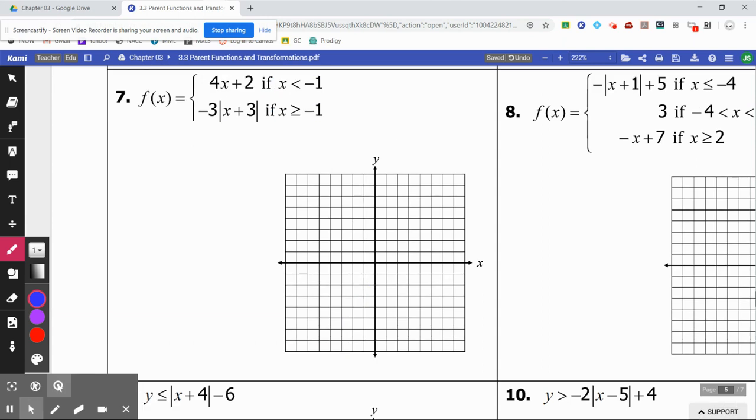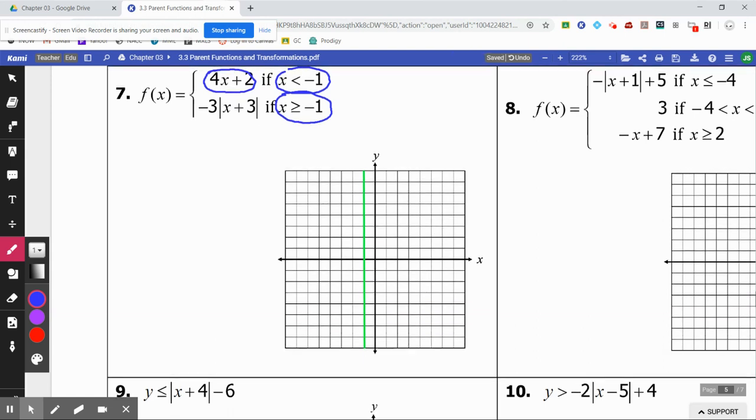Okay, on number 7, we have a piecewise function. We have our division of -1. The first part of the graph, we're graphing on the left side of -1. Second part of our graph, we're graphing on the right side of -1. So let's go ahead and put that division line. Okay, our first part of our graph on the left side of -1, we're graphing 4x plus 2. So that's just a simple line.